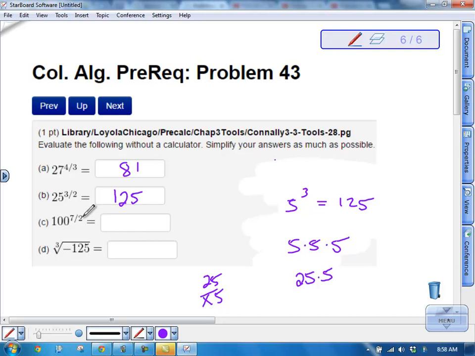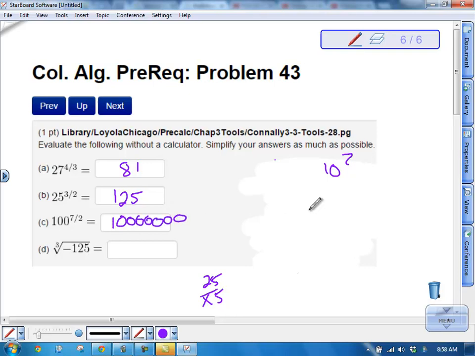Okay, same thing with the next one. Square root of 100 is 10. 10 to the 7th now is what I want. 10 to the 7th, you guys can just write out 7 zeros for that. Yeah, so I just enter in 1, 2, 3, 4, 5, 6, 7 zeros.